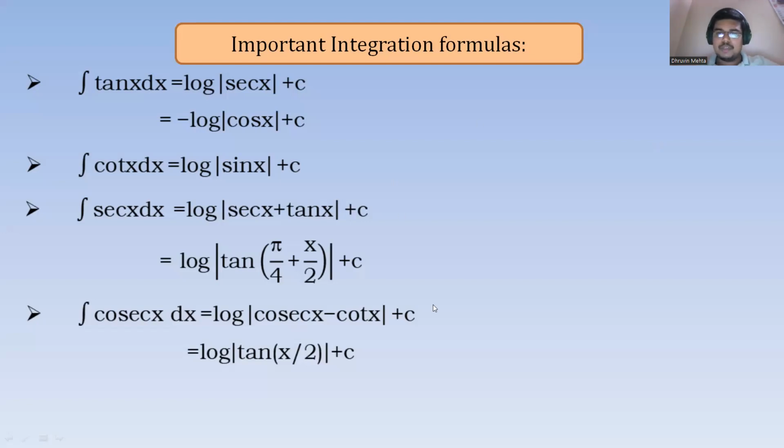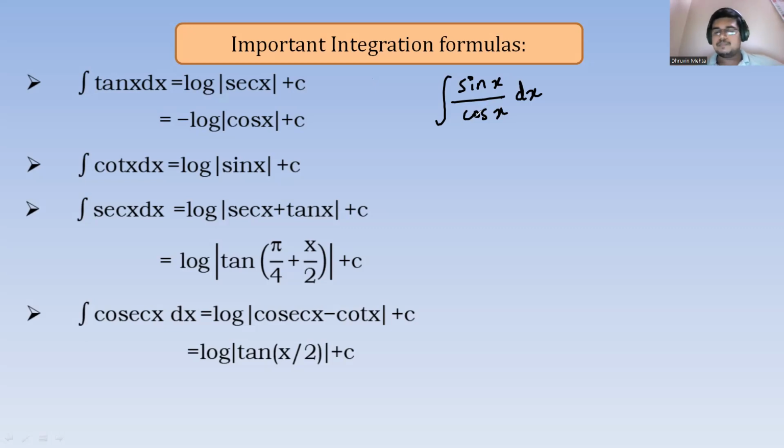I'll show you the proof of one of them so that you are convinced how this formula comes. The proofs of these formulas are by substitution method. So if I take integration tan x, which is sin x upon cos x, guys, can you tell me how will you solve this using substitution method?